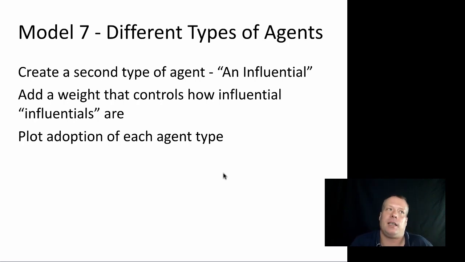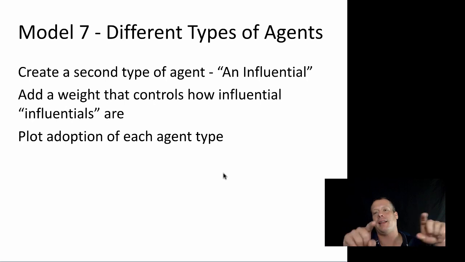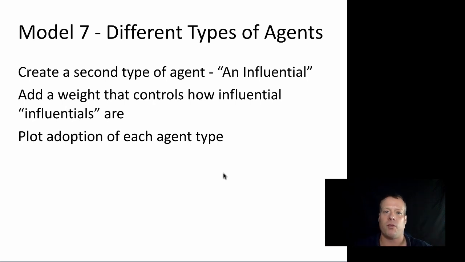But obviously influentials have to be different somehow than the other agents, right? And the way the influentials are going to be different is that they're going to have a larger level of influence over the other agents, and those other agents are going to have potentially less influence over them, right? So I want you to add a weight that controls how influential influentials are, right? And then the other thing we're going to want to do is plot the adoption of each agent type separately from each other, right? So that's the goal for Model 7.